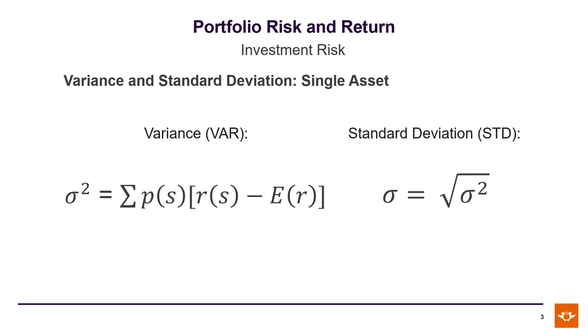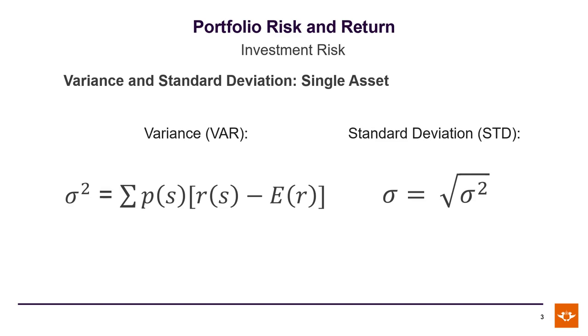Now, attached to every investment is risk. So whenever you make an investment decision, you have to consider the return you're going to generate on that asset, and you have to look at the risk that comes along with that return. When looking at investment risk, we usually use variance and standard deviation.